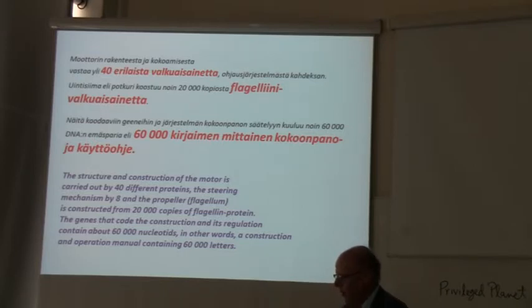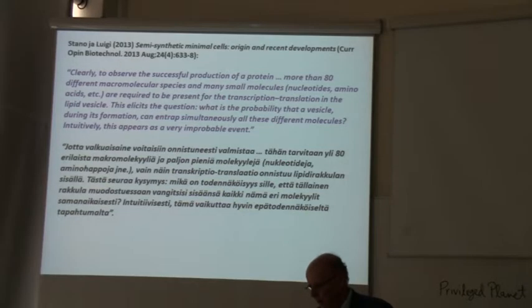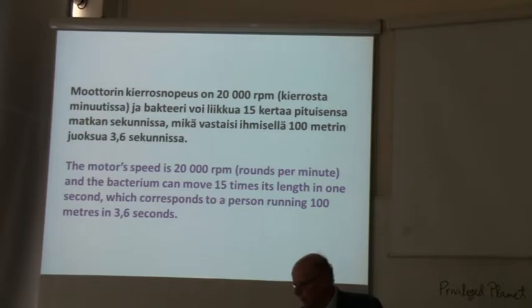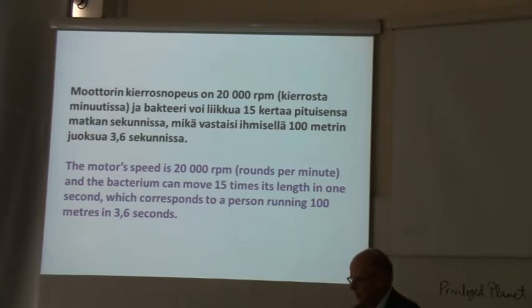40 different proteins carry out this structure and construction. And there's an instruction book also in the bacterium that contains 60,000 letters for a construction and operation manual of the motors. So the motor speed is 20,000 rounds per minute. And the bacterium is very fast. It's faster than Usain Bolt, because it can make 100 meters in 3.6 seconds. So these are very fast bacteria.